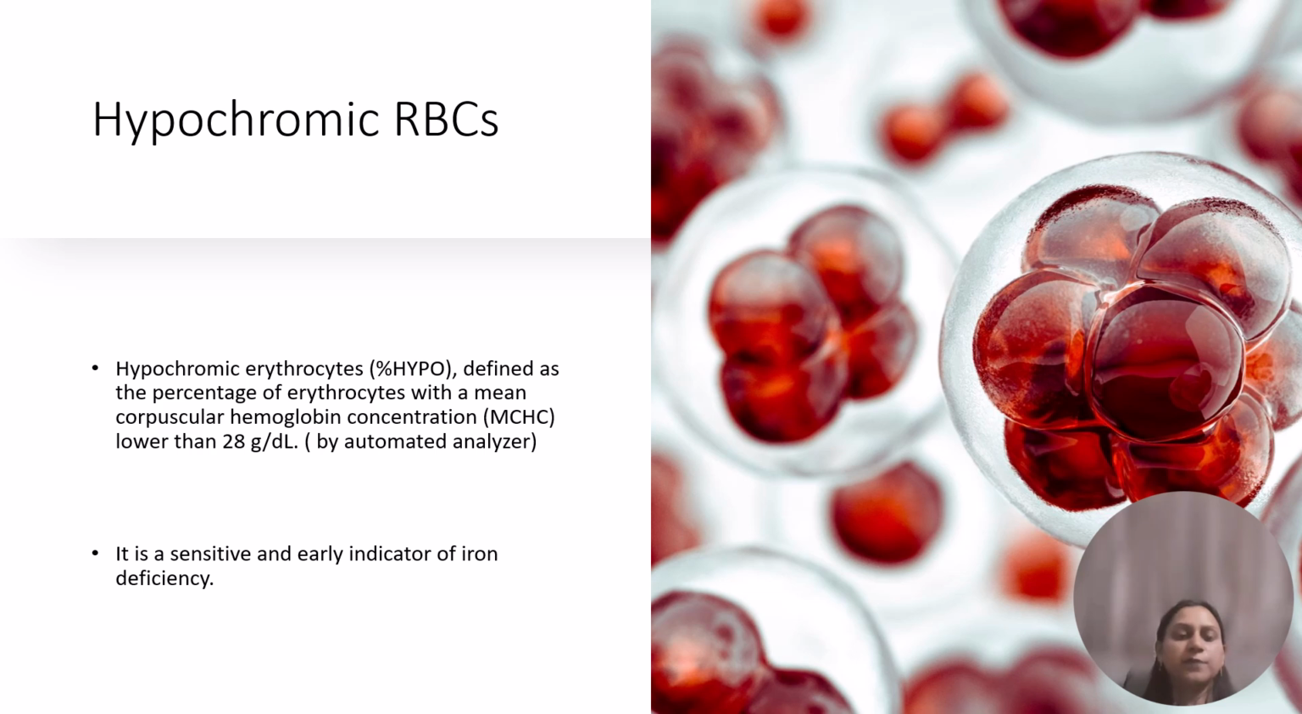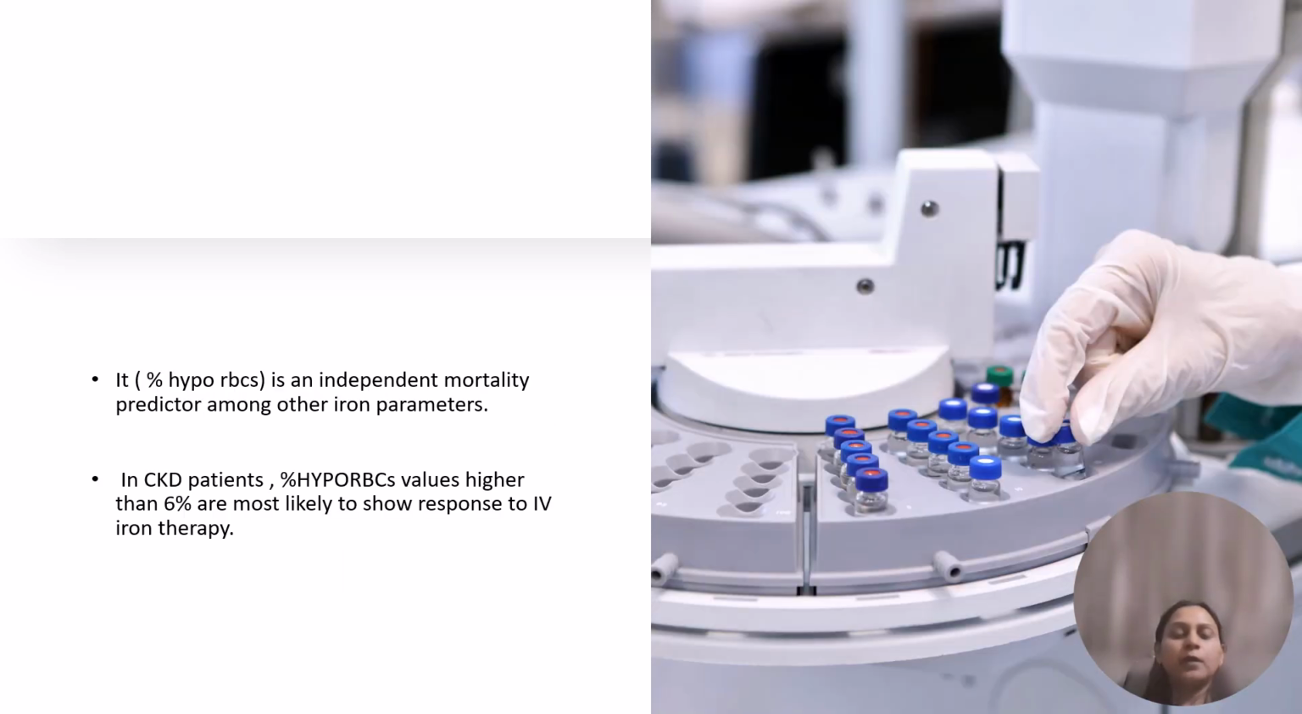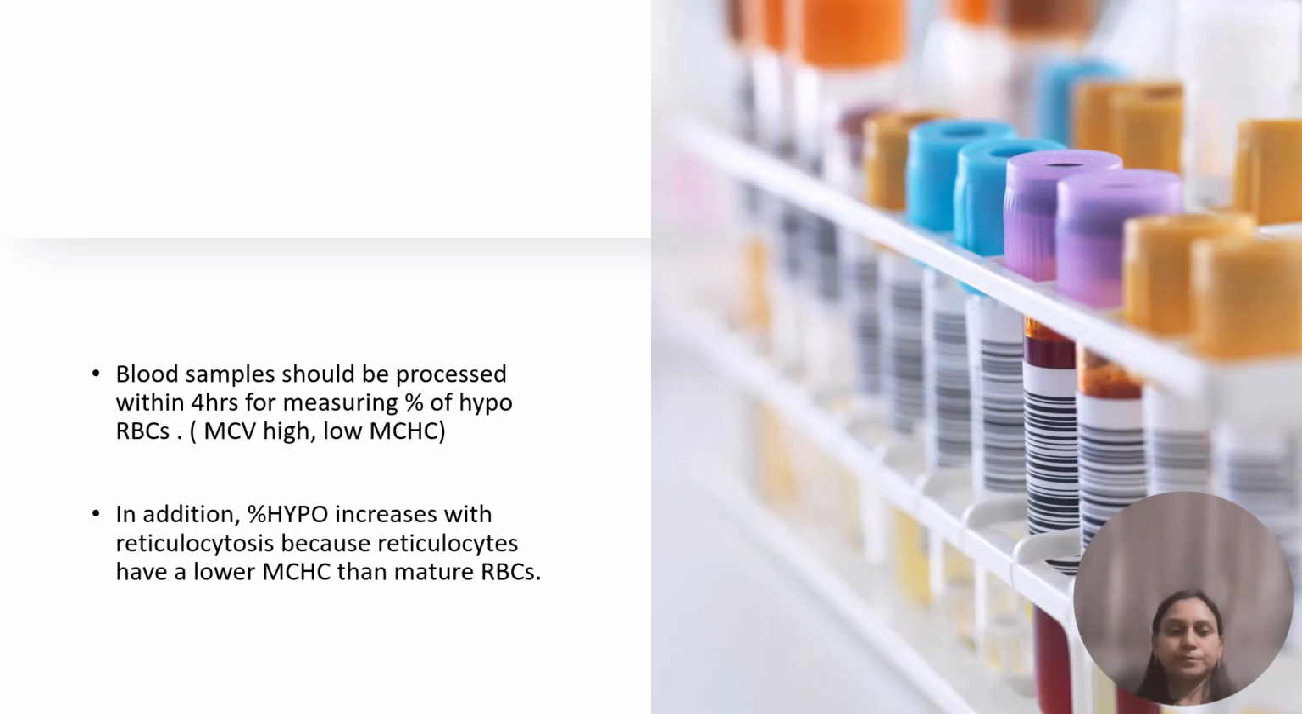Hypochromic RBCs are defined as the percentage of erythrocytes with mean corpuscular hemoglobin concentration of less than 28 grams per deciliter, measured by automated analyzer. It is a very sensitive and early indicator of iron deficiency and also an independent mortality predictor compared to all other iron parameters. If the values are higher than 6%, then the patient has iron deficiency and is most likely to respond to IV iron therapy. So the blood sample should be processed within 4 hours for measuring percentage of hypochromic RBCs.